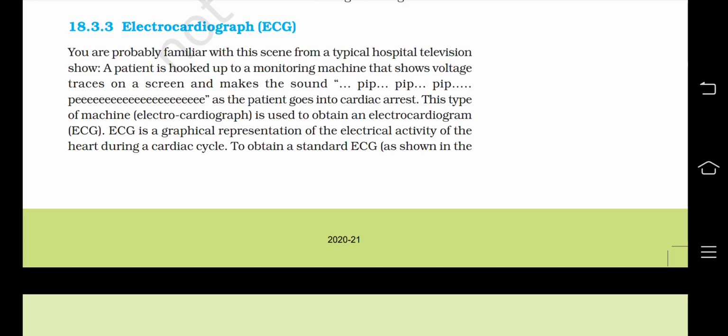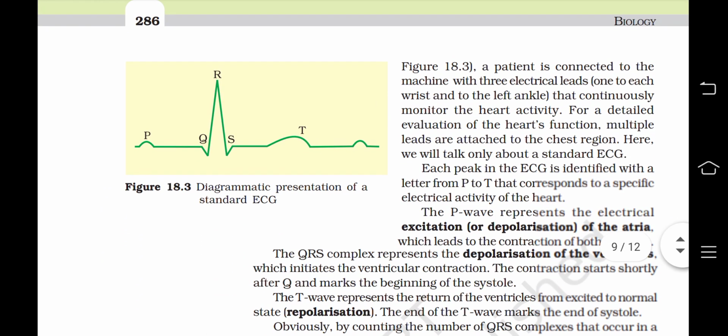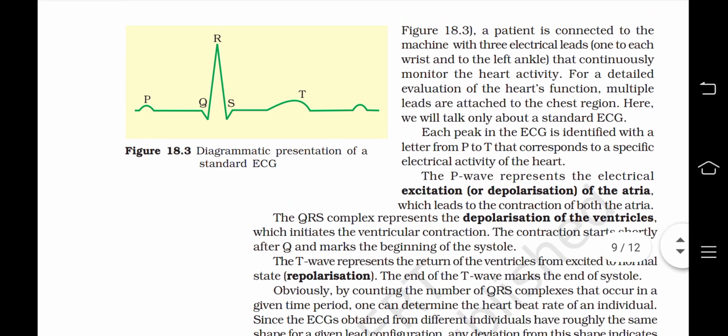To obtain a standard ECG, as shown in figure 18.3, a patient is connected to the machine with three electrical leads, one to each wrist and to the left ankle, that continuously monitor the heart activity. For a detailed evaluation of the heart's function, multiple leads are attached to the chest region. Here, we will talk only about a standard ECG.